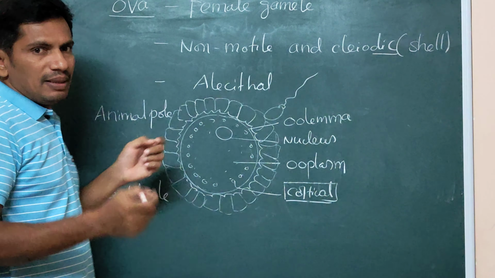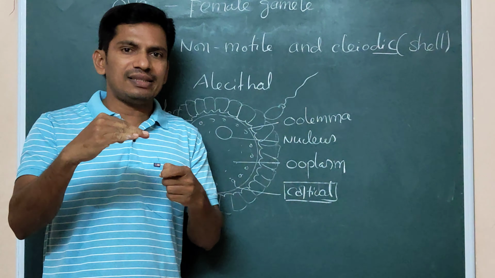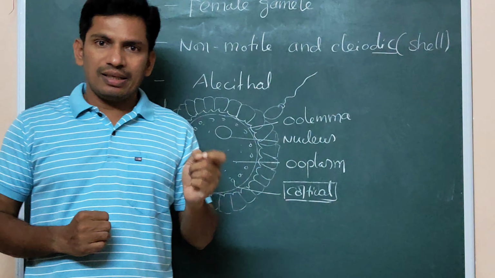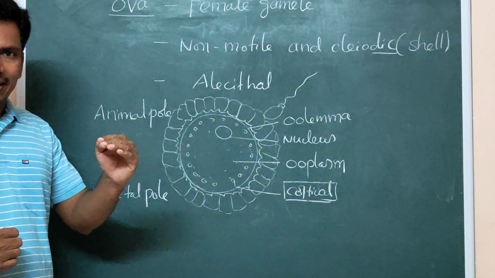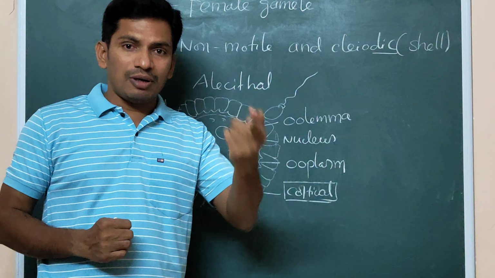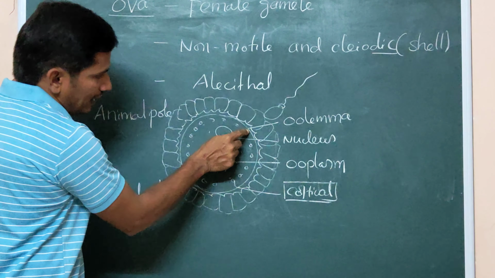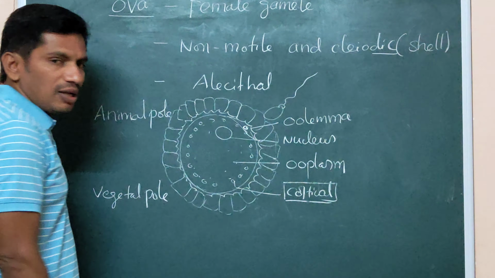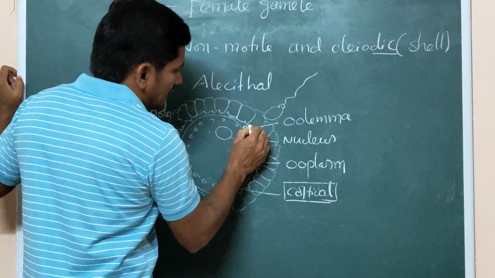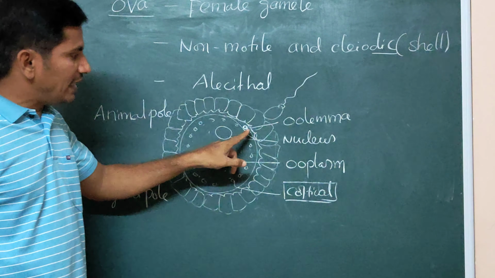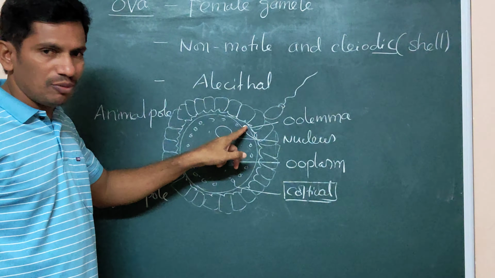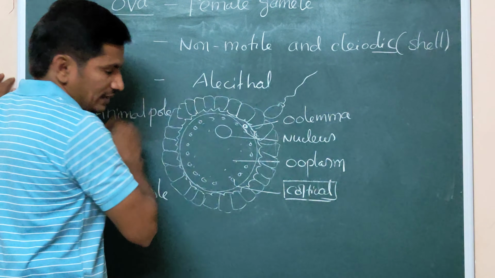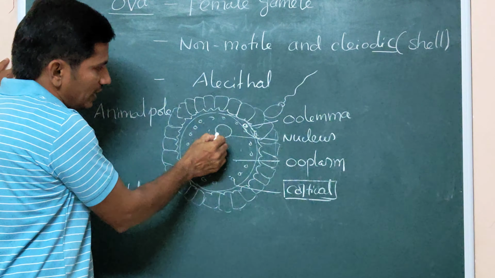The primary oocyte divides and forms a secondary oocyte and one primary polar body. And when the secondary oocyte divides in meiosis II, a secondary polar body will be formed. This is the secondary polar body. There is a layer called the perivitelline membrane. One or two polar bodies will be there, and after that they disintegrate. So here this is the nucleus.